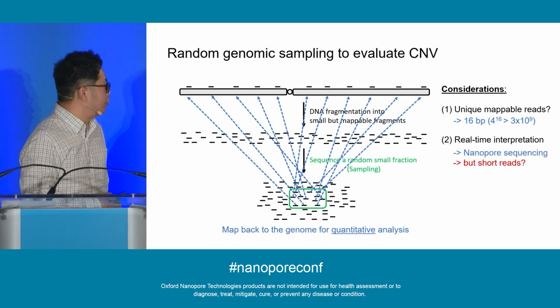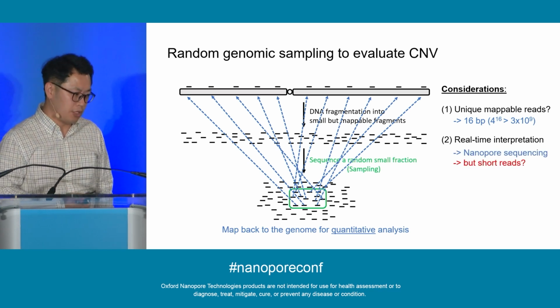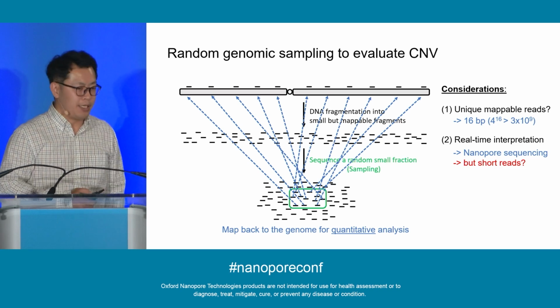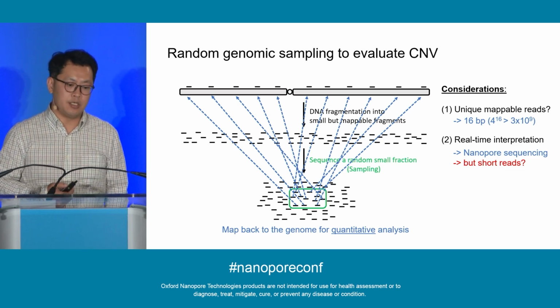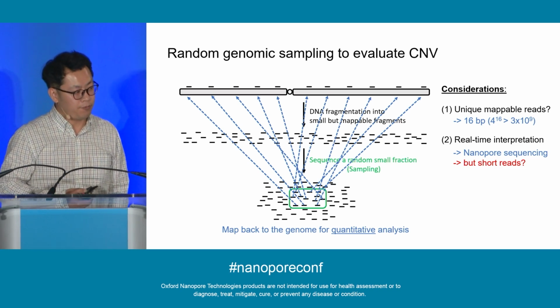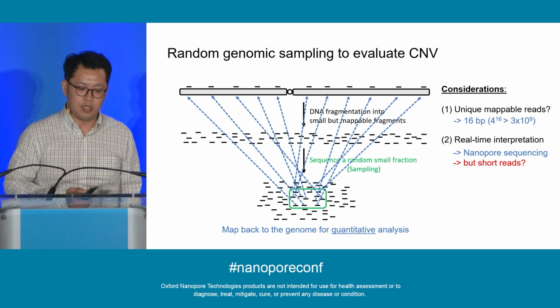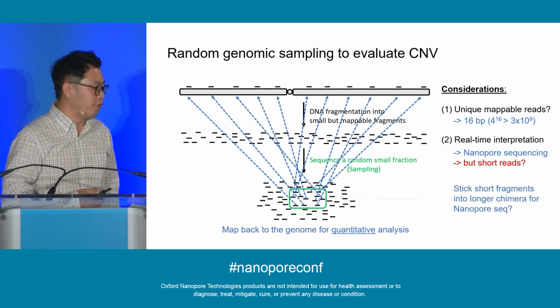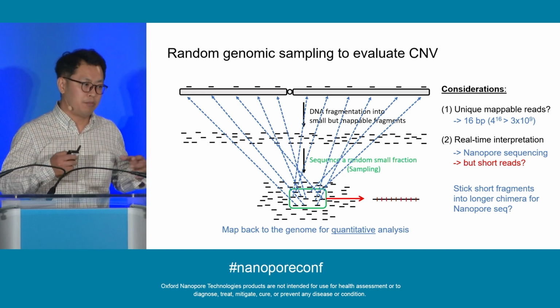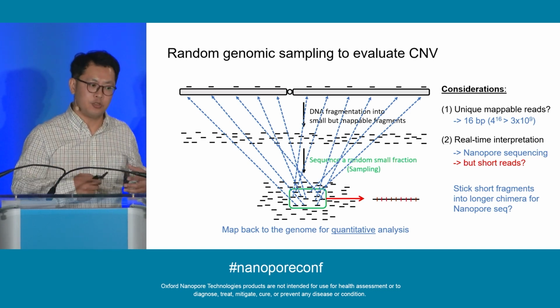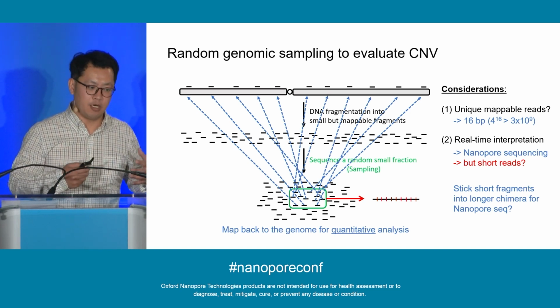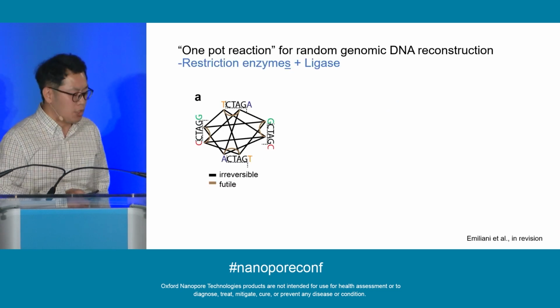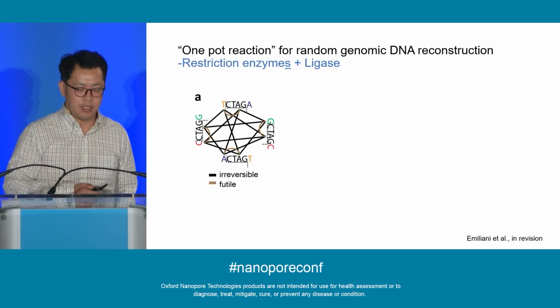The other thing is that we want to do real-time interpretation, so nanopore is the way to go. With nanopore, we know we can sequence the short fragments, but we feel we shouldn't waste the long-read sequencing capacity. So we thought again, can we ligate those fragments together, making chimeric reads, in order to increase the efficiency of the sequencing result? This is how we developed this method in our lab.